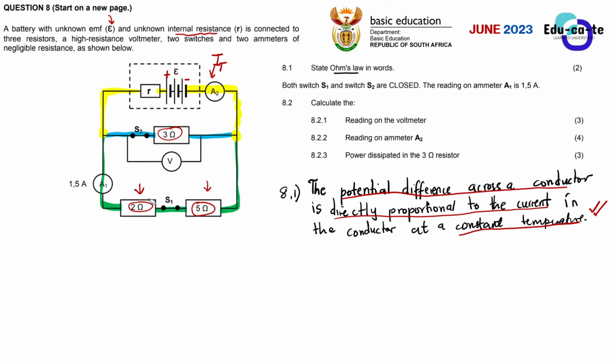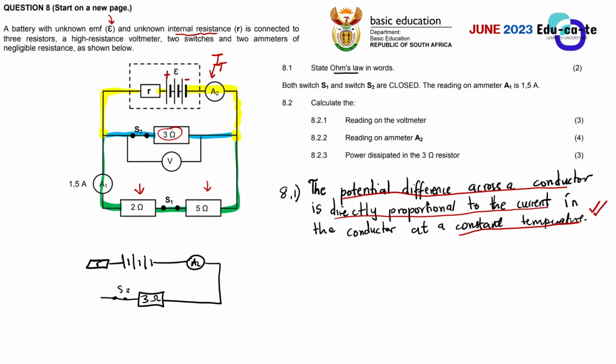Whenever you have two resistors that are connected in series with one another, you need to add them up and just pretend that they are one resistor. How do you do that? I'm just going to redraw my circuit here in this empty space. This is my resistor R, this is my cell, this is my ammeter A2, here we have the 3 ohms resistor, and here we have the switch S2, and then we connect them together.